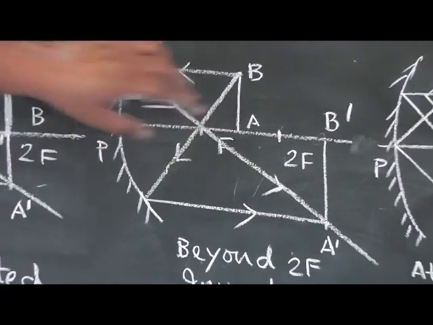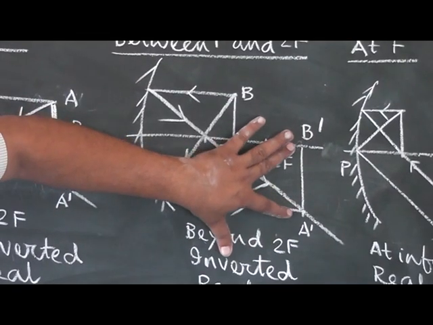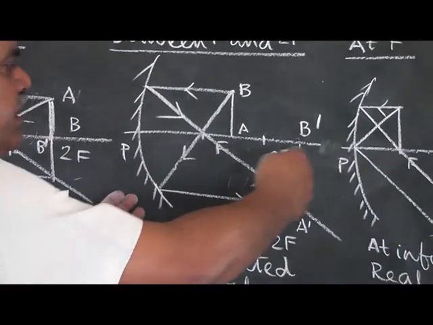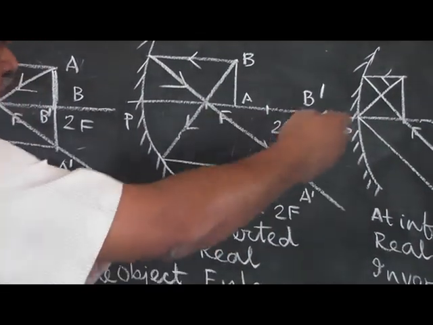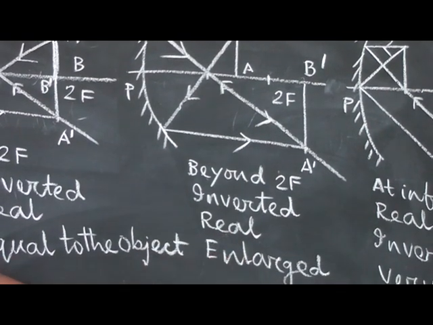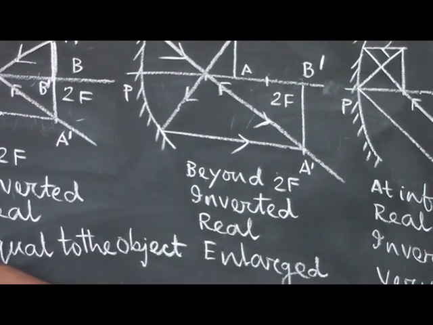And similarly, we can see that A dash B dash will be the image of the object AB. Here, the image is beyond 2F, on the same side. It is inverted, it is real, and it is enlarged, magnified, I guess.